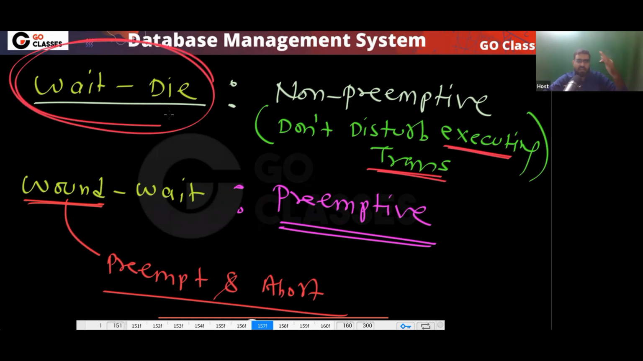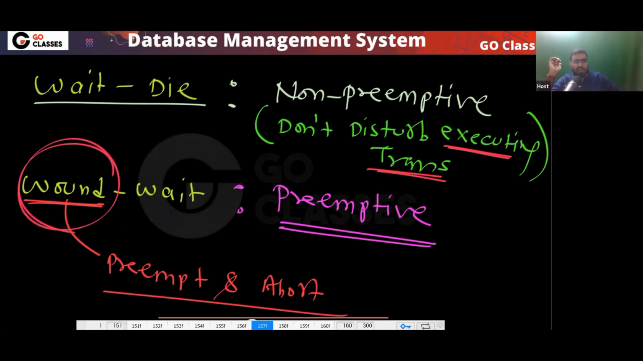So here the younger transaction will die by itself. No one is killing it. It will kill itself, so there is no preemption. But in wound-wait, you can notice the older transaction will abort the younger transaction. So this is preemptive and that is non-preemptive.